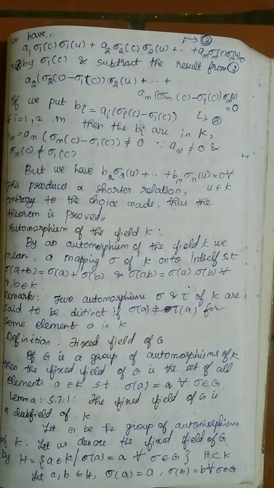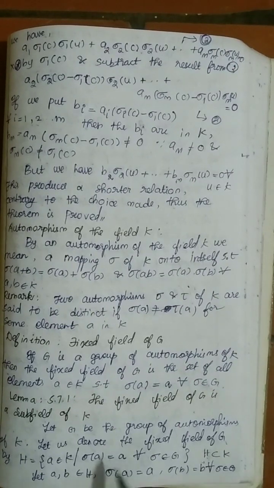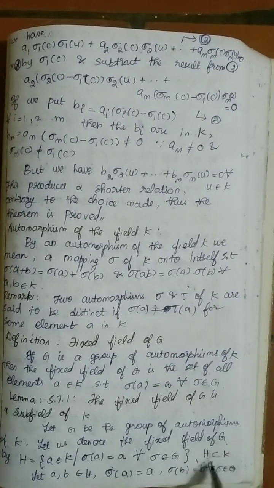To prove something is a subfield, we can prove that A plus or minus B is in H, and also we have to prove that AB inverse belongs to H. That is, I'm proving that it is a subgroup under addition and it is a subgroup under multiplication. If I prove those two things, I can very well say that it is a subfield. This is a result I have studied before.